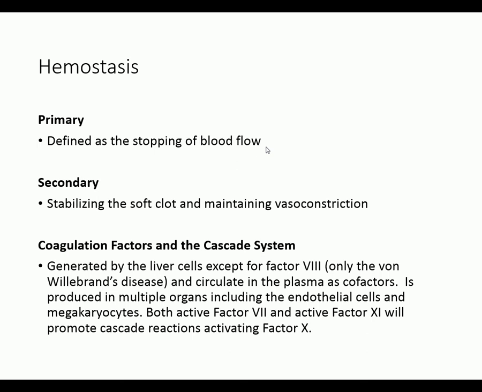The secondary is responsible for stabilizing that soft clot that the primary made and maintaining the vasoconstriction. It's got intrinsic and extrinsic pathways which result in the conversion of prothrombin to thrombin. Thrombin is what is necessary for the fibrinogen to be converted to fibrin, which is what stabilizes that protein and anchors the platelet plug to the site of injury, and it prevents any further bleeding.